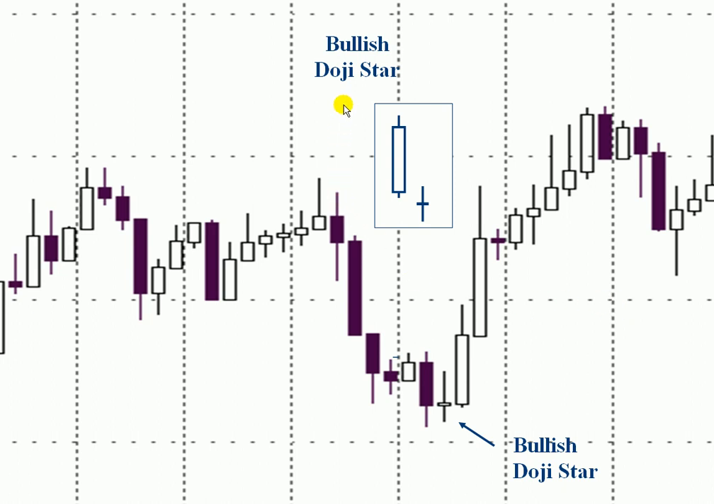This is a bullish doji star, again a move down followed by a doji star. And here we see our move down and then a nice doji star at the end of a move, and price then follows with an up move.